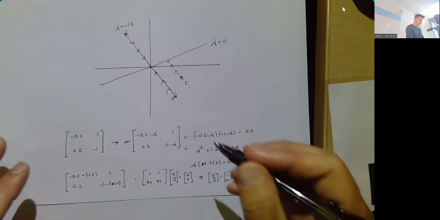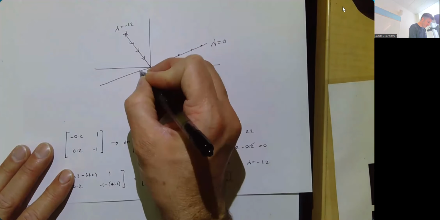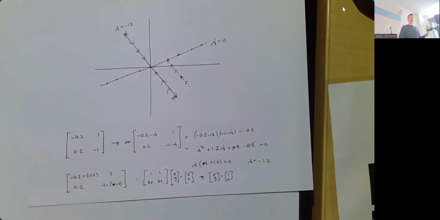So you have all these equilibria along this line, right? Like (5, 1) or (10, 2) or whatever. So that's what's happening in this situation. And whenever you have lambda equal to 0 as an eigenvalue, you do get more than one equilibrium. Just kind of a funky situation. You probably shouldn't worry about it too much.